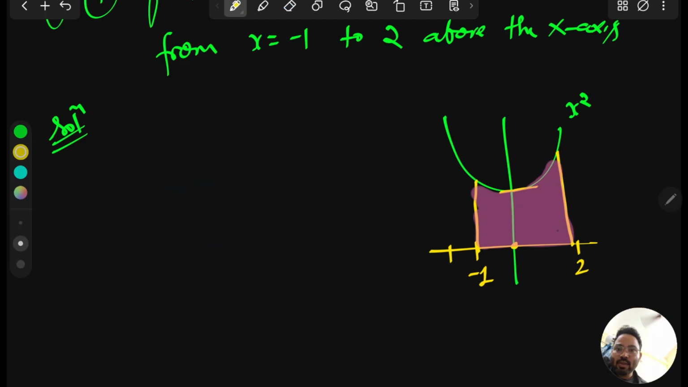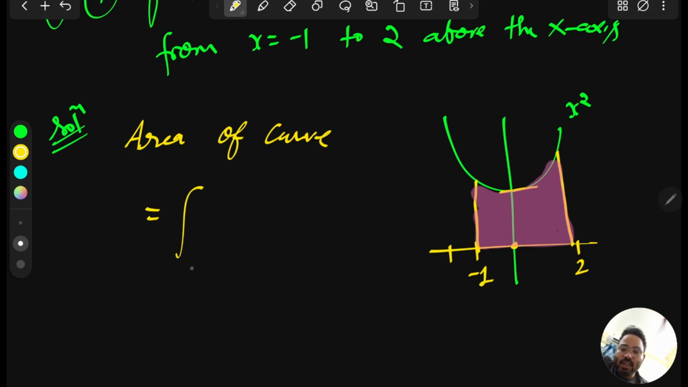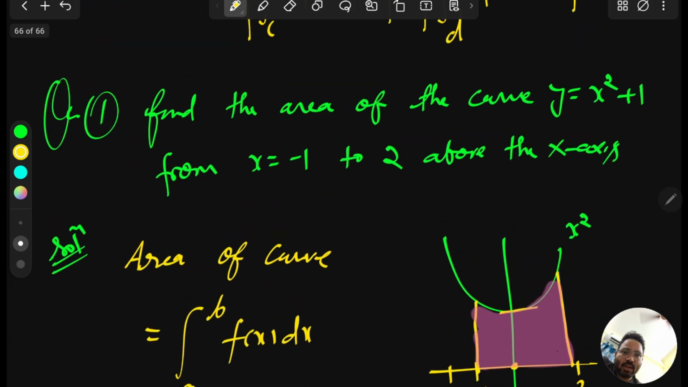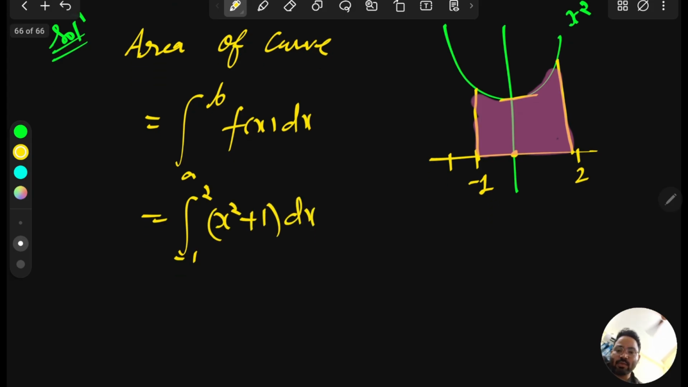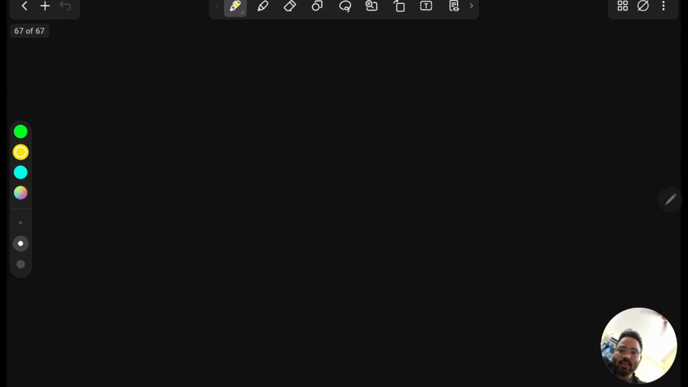And clearly x square plus 1 is not 0, which means it does not cut the x-axis. Otherwise, if it would cut the x-axis, then we would have to divide it into parts. So let's start directly. Area of the curve equals integration from a to b of f(x) dx, where a is minus 1, b is 2, and our function f(x) is x square plus 1, dx. Now just integrate, and whatever value you get is called the area of this curve.